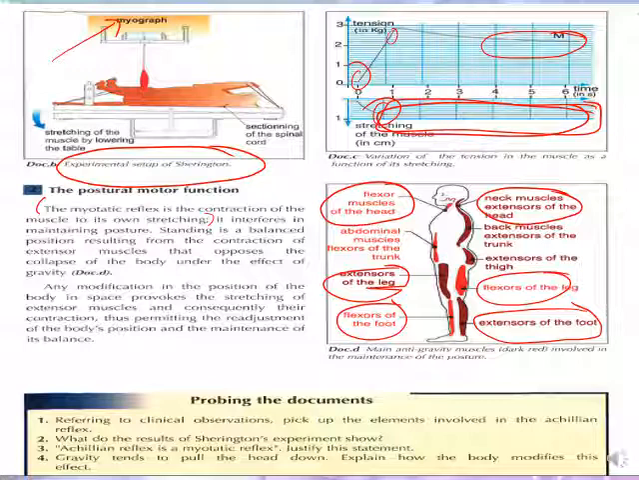Number 4, gravity tends to pull the head down. Explain how the body modifies this effect. As a response to their stretching due to the effect of gravity, the extensors of the head contract. What are the extensors of the head? The neck muscles. They contract to correct the position of the head and to maintain equilibrium. Okay, so these are the answers.